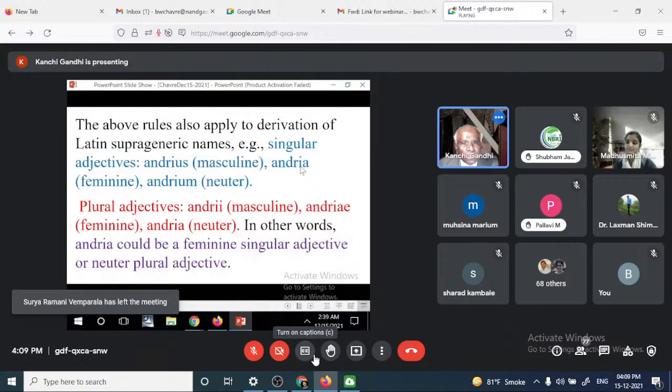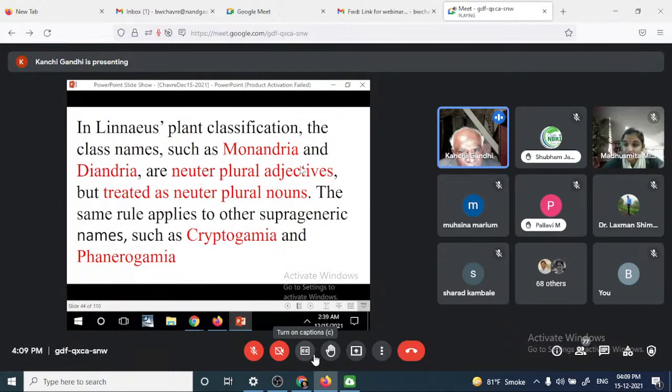Now, even in the high school class, they teach about the Linnaean classification. Andria, one single stamen, Monandria, single stamen, Diandria, two stamens. So now, Monandria and Diandria, people have been using. I was taught and I was teaching, but I never paid attention. Although we knew the name, I never bothered to know the grammatical status of these names. Then, just last year, I started checking. Then I realized these are neuter plural adjectives.